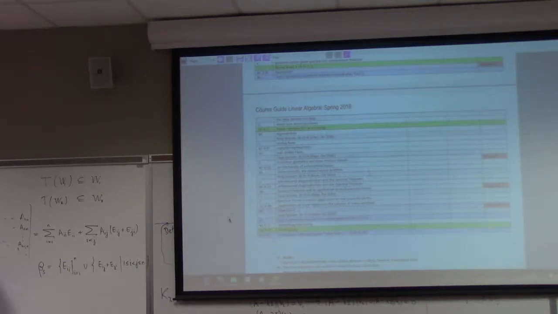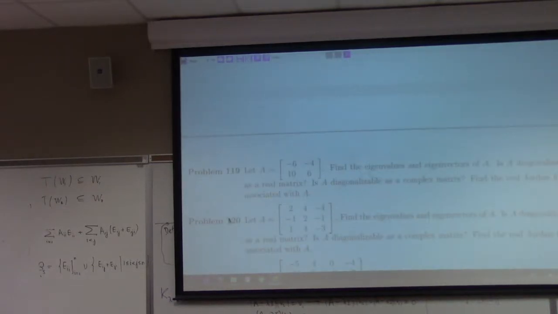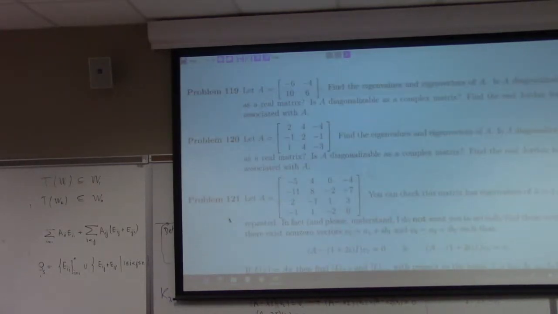I worked problem 120, and you have a real eigenvector and then 2 complex ones. So when it comes to the questions of diagonalizing as a real matrix and a complex matrix, can you do both then, since it has both real and complex eigenvalues? If it has a complex eigenvalue, it is not real diagonalizable.